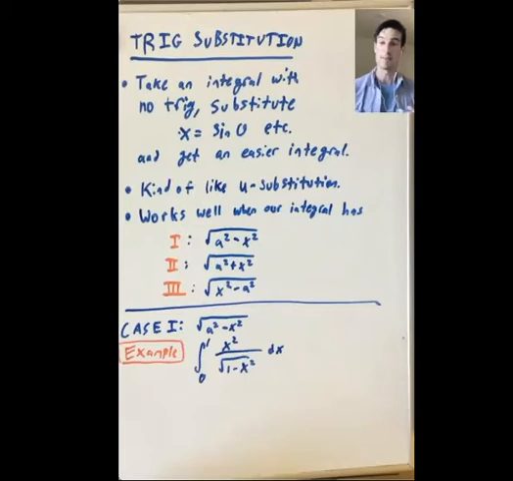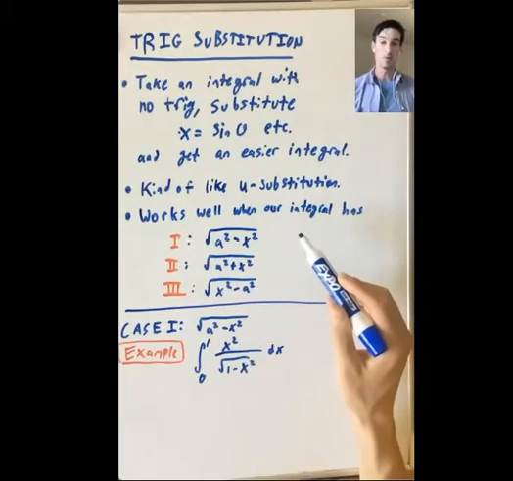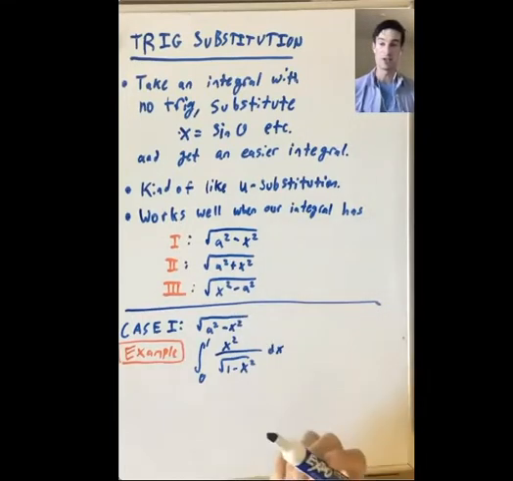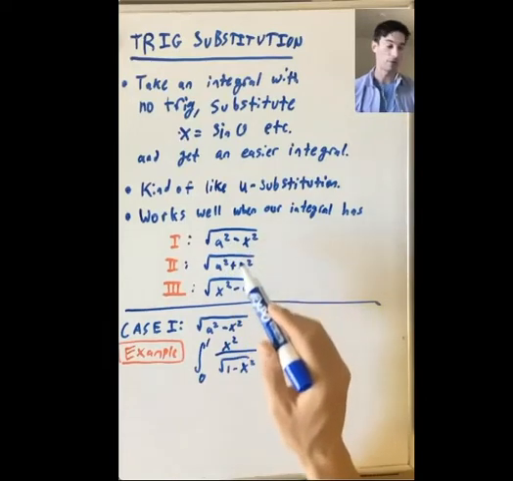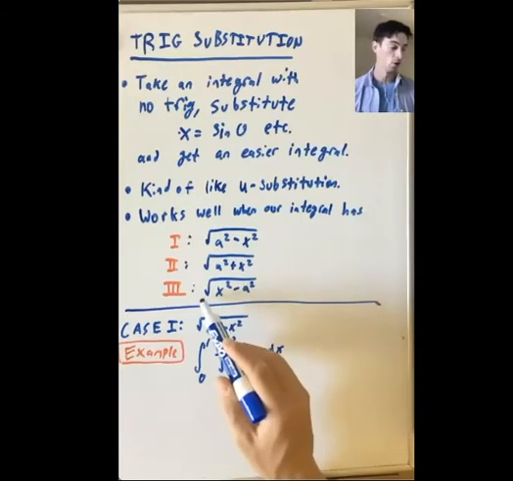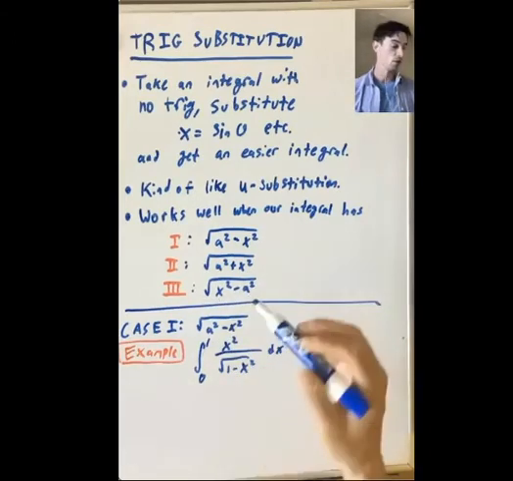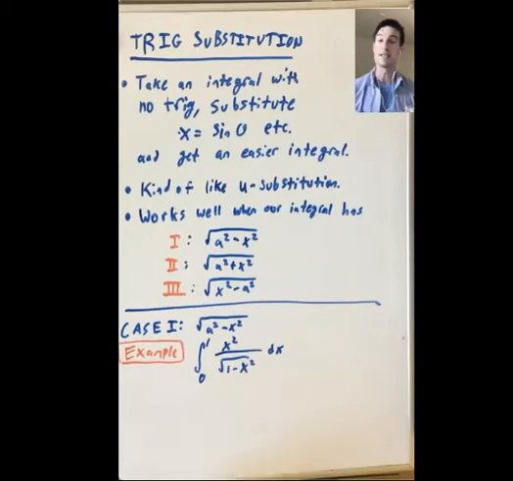And this technique works really well when your integral has one of three different types of expressions in it. Something like the square root of a squared minus x squared, or the square root of a squared plus x squared, or the square root of x squared minus a squared. So we'll treat each of these three different expressions as a different case, because each one requires a different substitution.